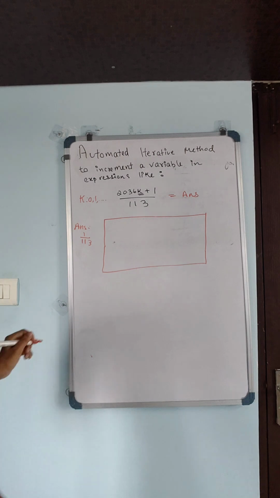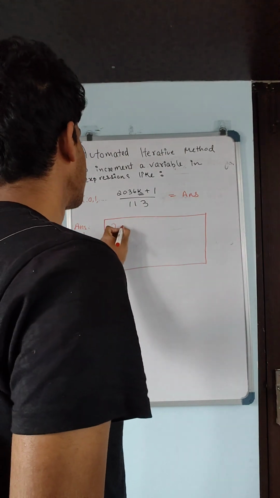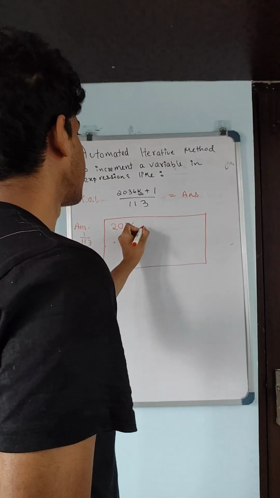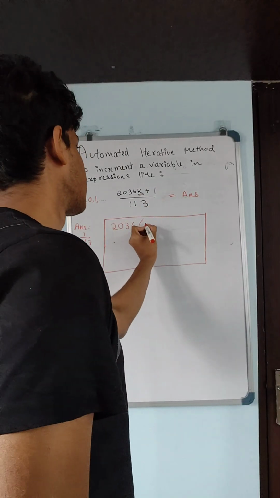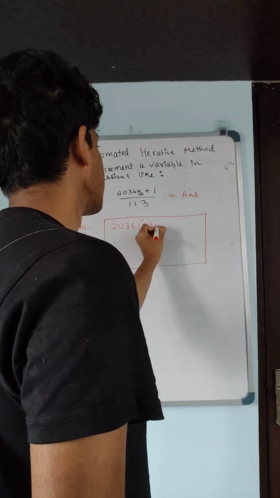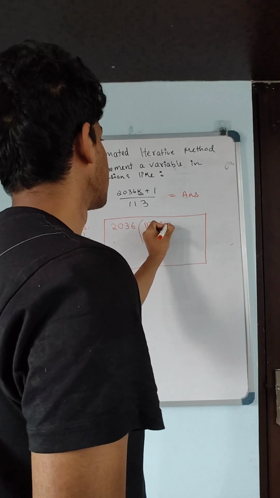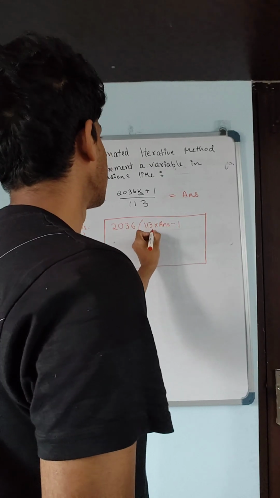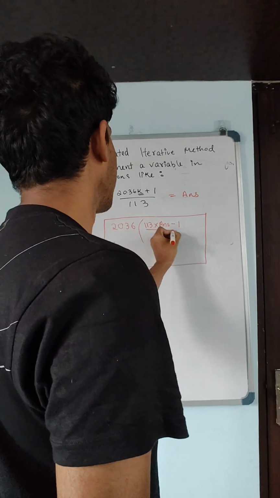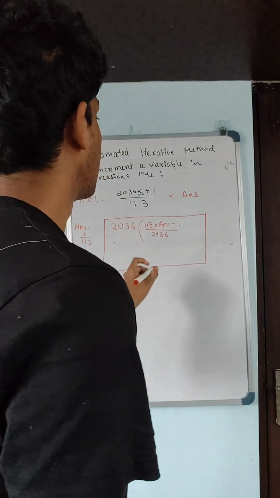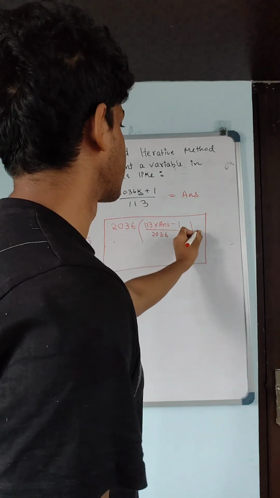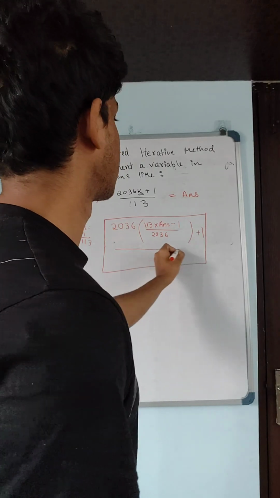So the only thing we'll be doing is substituting k in terms of answer. So that's 113 into answer minus 1 by 2036, and the rest of it remains as it is.